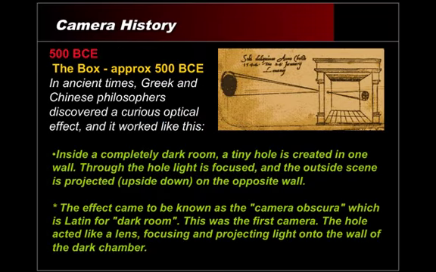Well, a curious thing happened many, many years ago in ancient times. The Greek and the Chinese philosophers discovered this curious optical effect, and it worked something like this. They discovered that when they were in a completely dark room and there was a tiny hole created on one side of the wall, through the hole the light is focused, and the outside scene was projected, yet upside down, on the opposite wall. That curious effect came to be known as camera obscura, which is a Latin word for dark room. So this is where the first concept of how a camera could work was actually realized.